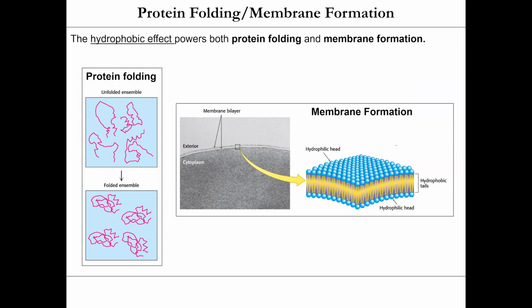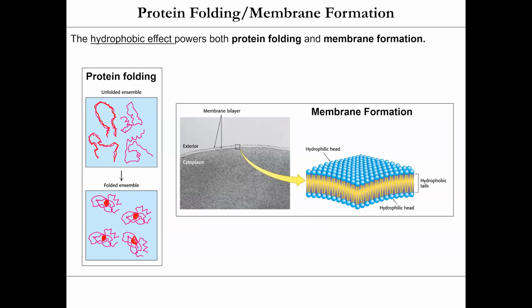So these are both critical to sustaining life, and the hydrophobic effect powers both of them. With protein folding, remember that we have chains of individual amino acids that are linked together. Amino acids have different characteristics, and many of them are hydrophobic. So the hydrophobic residues will actually cluster towards the inside of molecules and drive protein folding, and the hydrophobic effect is what powers this. It's also important for membrane formation.